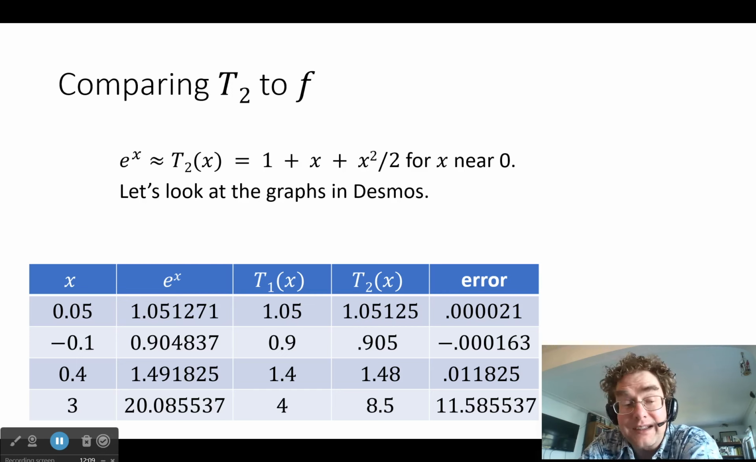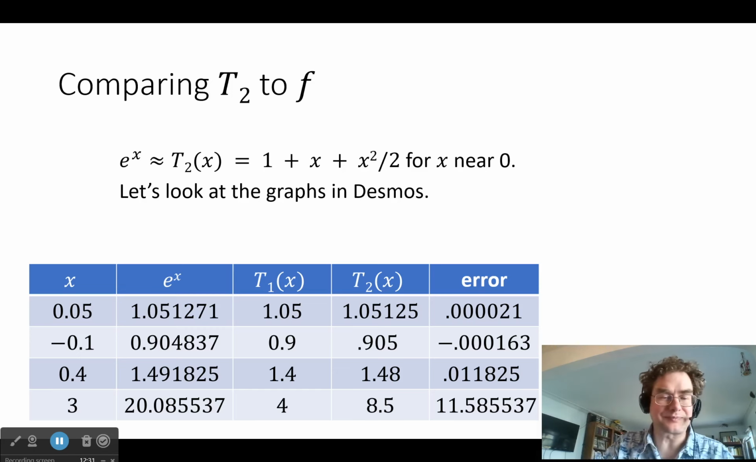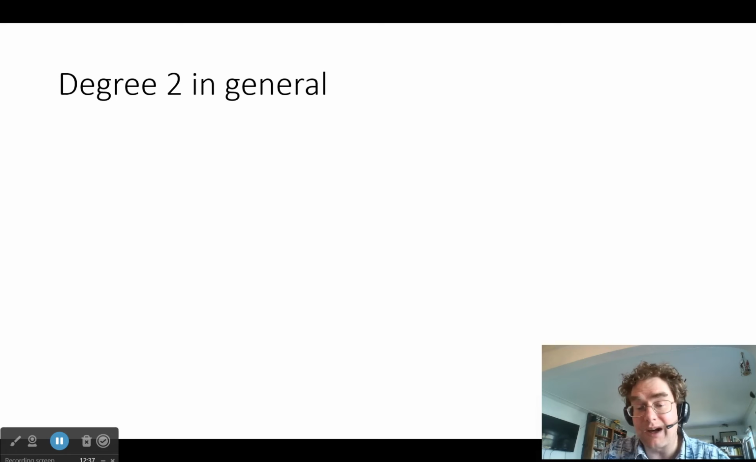But right near that center of the Taylor polynomial approximation, we do get improvement here, as we would hope and expect, since the degree 2 Taylor polynomial is also bending the same way that the exponential function does at 0. That's going to help it stay closer for longer than the linear one can. Okay, let's see. So how about in general?